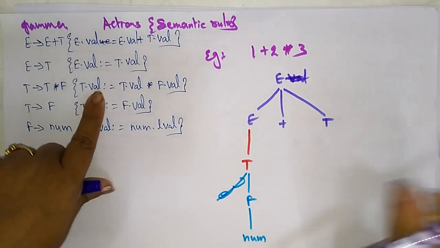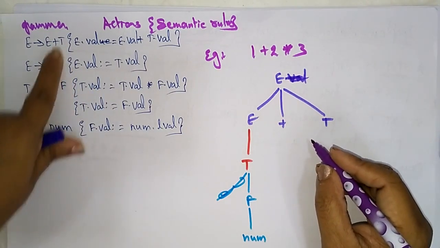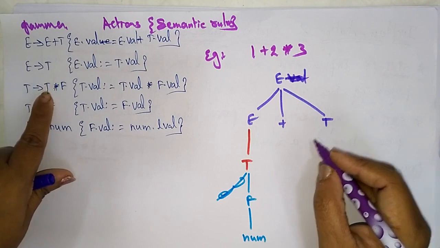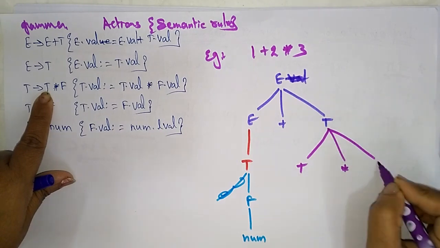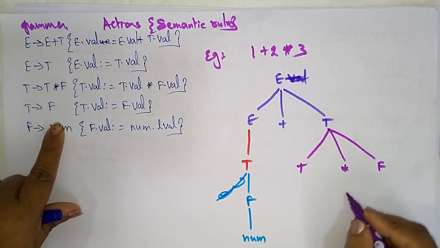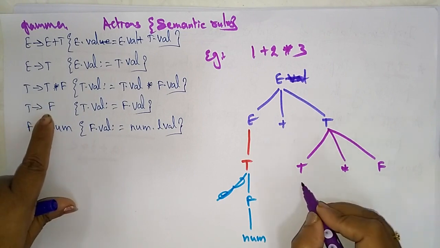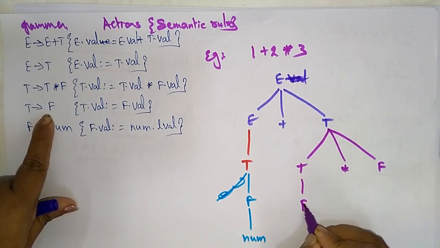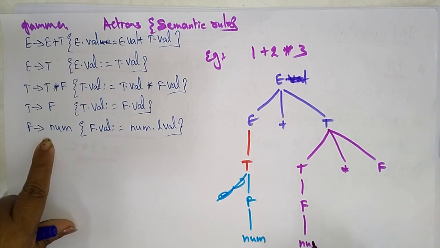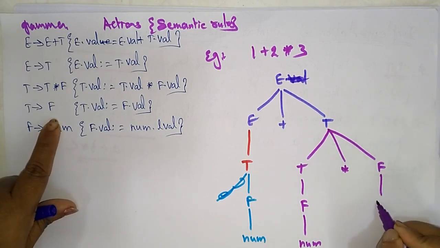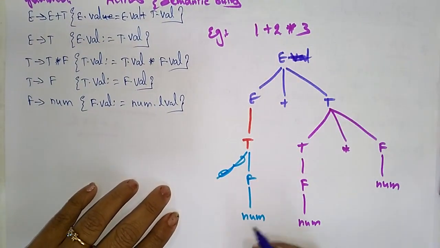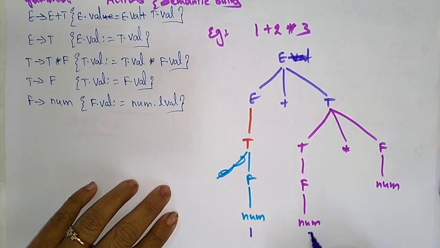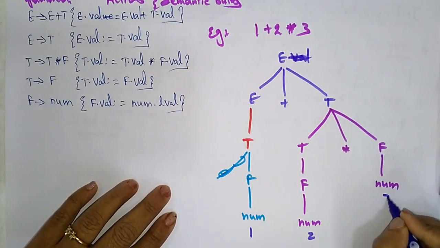Okay, now coming to this T, E plus T. So this T is T star F. Okay, and here again this T determines F, and the F determines num. Okay, and this F determines num. So the numbers for this are 1, 2, 3. So 1 plus 2 into 3.